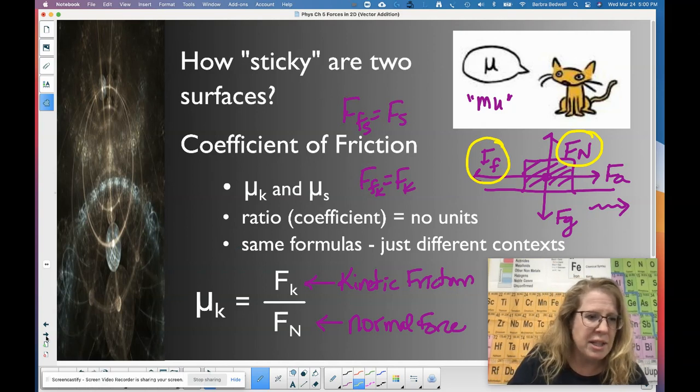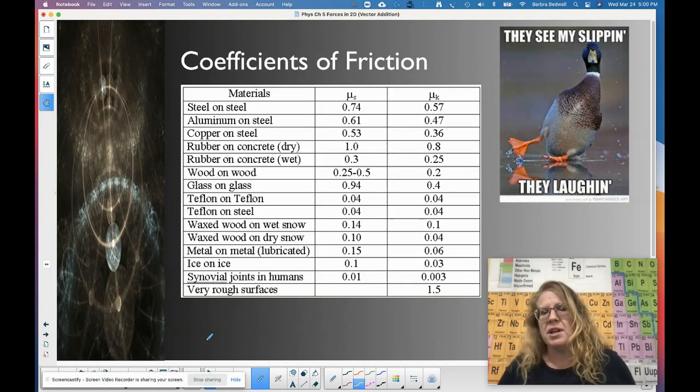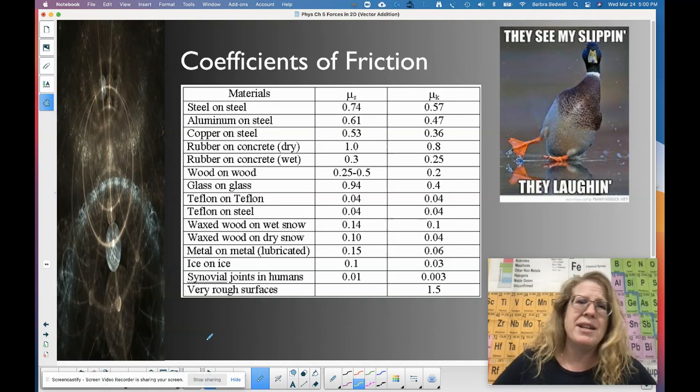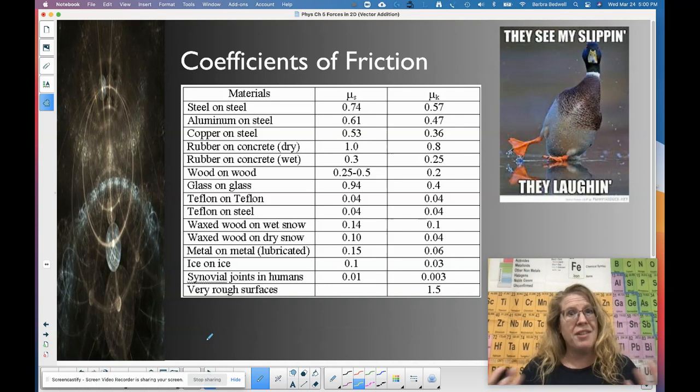So let's take a look at some values for what this is, just so you have some idea. So here's what some values are. This is a table of coefficients of friction. So you don't need to know these. You're not going to memorize coefficients of friction. That's not the point of this. Coefficients of friction are either given to you, or it's what you're solving for. I just wanted to get an idea of what kind of ranges they are.